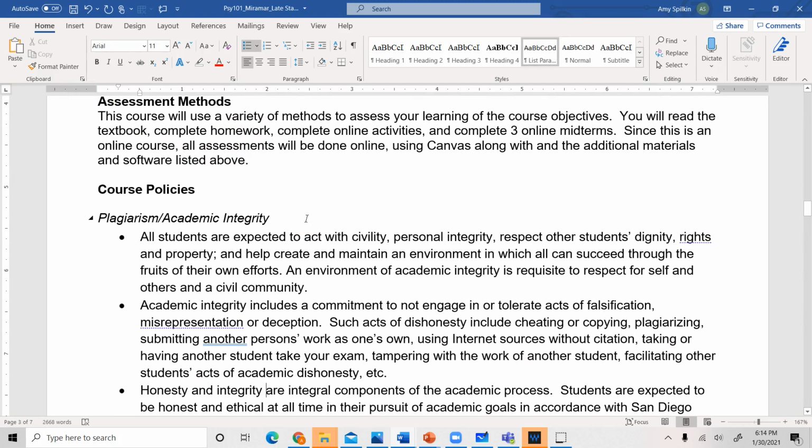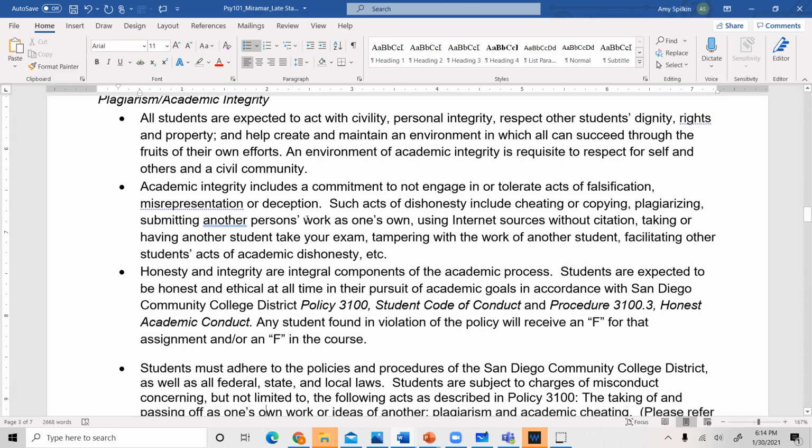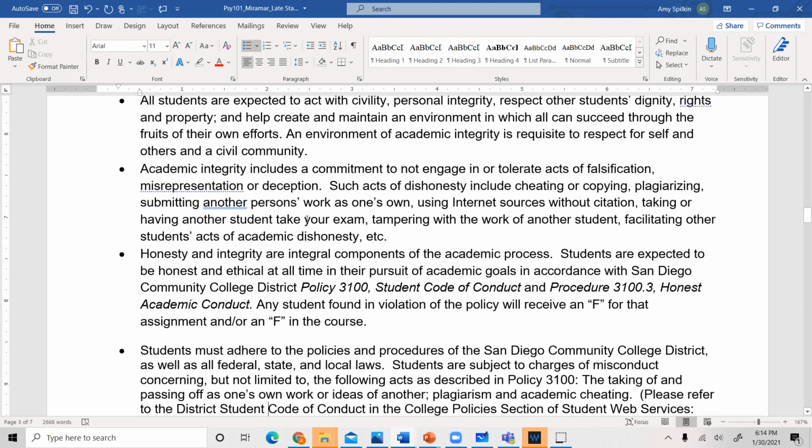Plagiarism and academic integrity, please be academically honest. I take it really seriously. I really do not like when people try to cheat their way through a class. So do your own work, study hard, and you'll do hopefully well in this class.